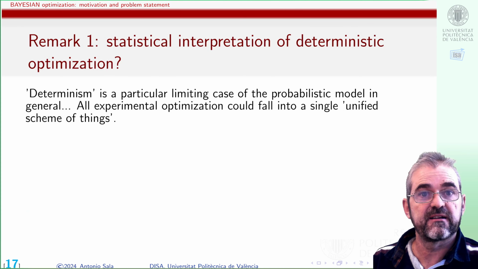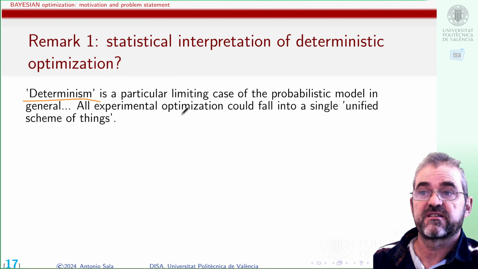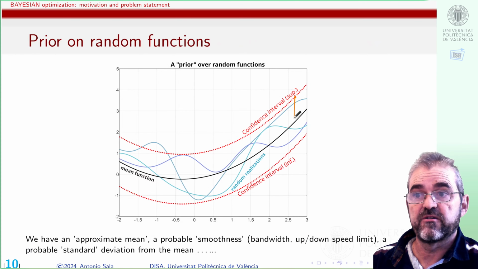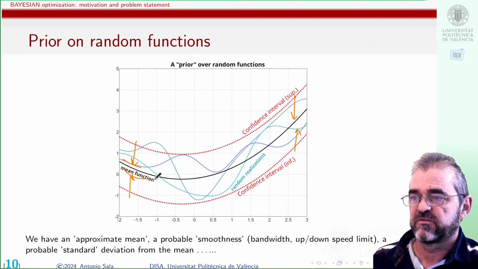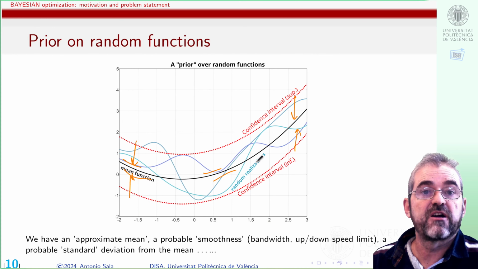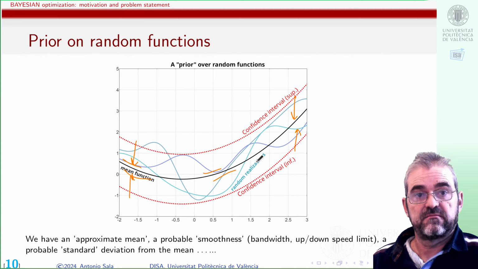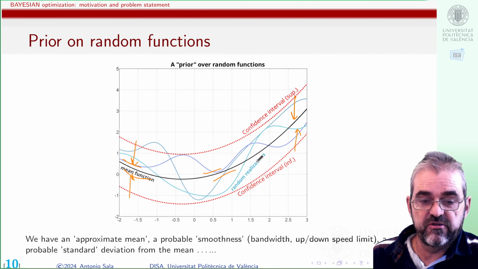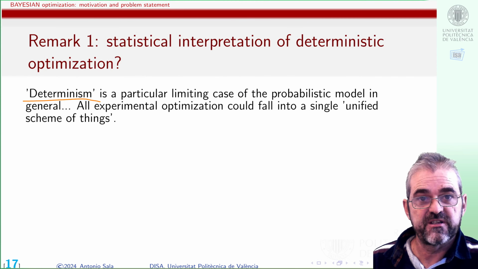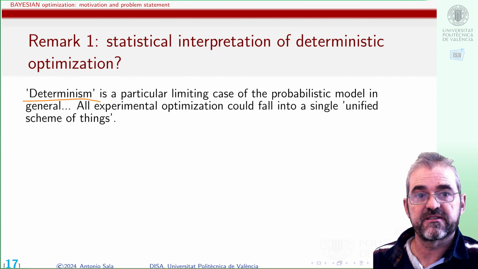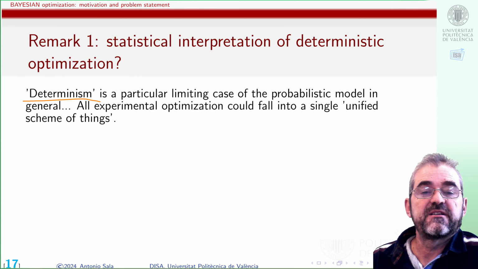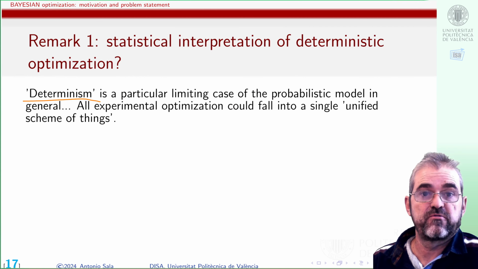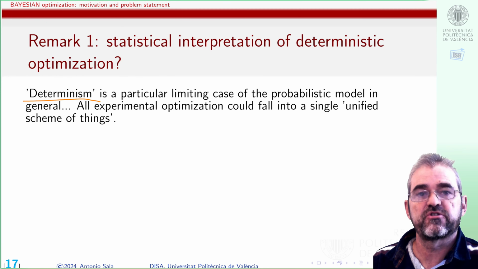In particular, the first remark is that determinism is a particular limit case of statistics, in the sense that if I reduce my variance so that I have my mean function plus minus 10 to the minus 8 uncertainty confidence bounds, okay, then that's deterministic. So for a mathematician, determinism must be a particular case of statistics, and deterministic optimization should be that limit case or should have a statistical interpretation.